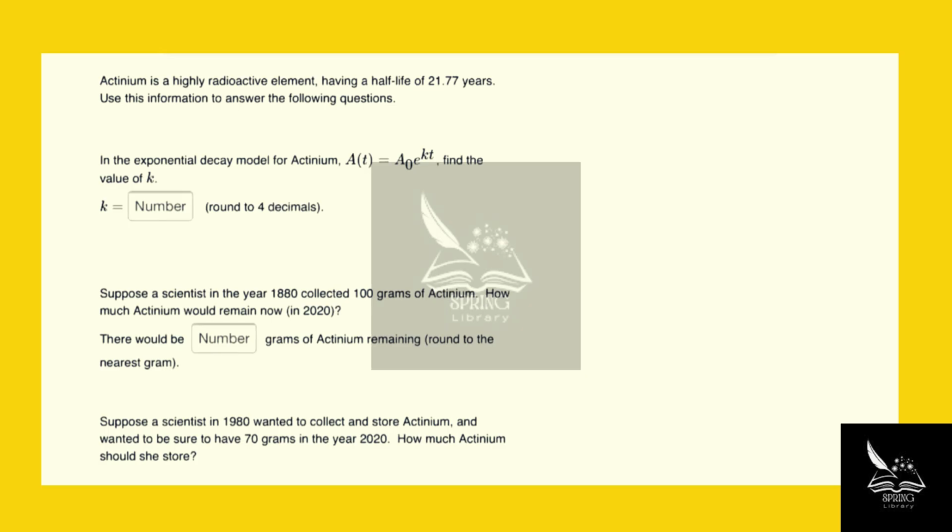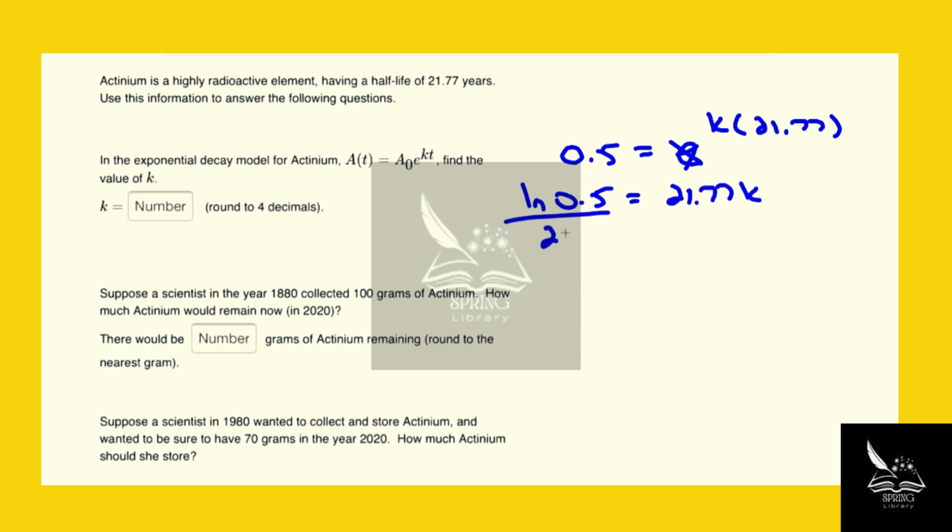Actinium is a highly radioactive element having a half-life of 21.77 years. So using the model, we want to find the k value if it has a half-life of 21.77 years. That means when you divide by a sub 0, you get 1/2 equals e to the k, and we know it took 21.77 years. So we take the natural log of 0.5. We take the natural log of both sides, but when we take the natural log of exponential base e, it just gets rid of it. And so then we just have 21.77k that you'll divide both sides of the equation by to get k.